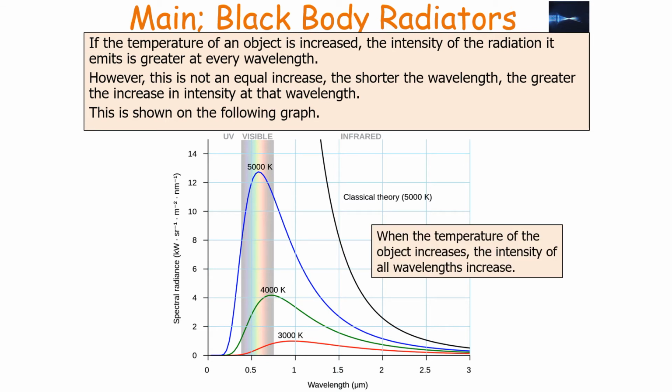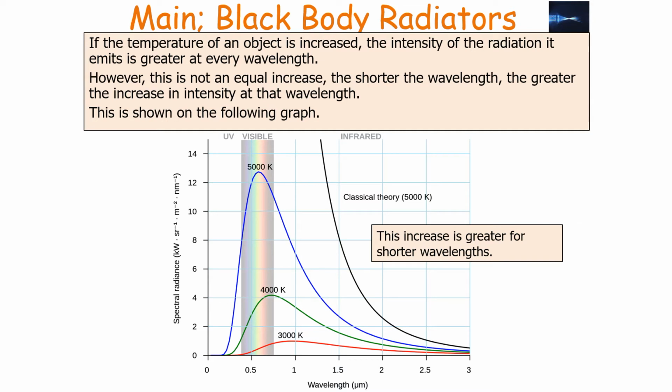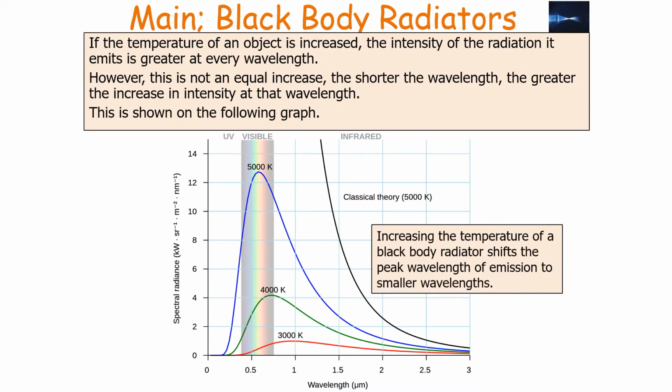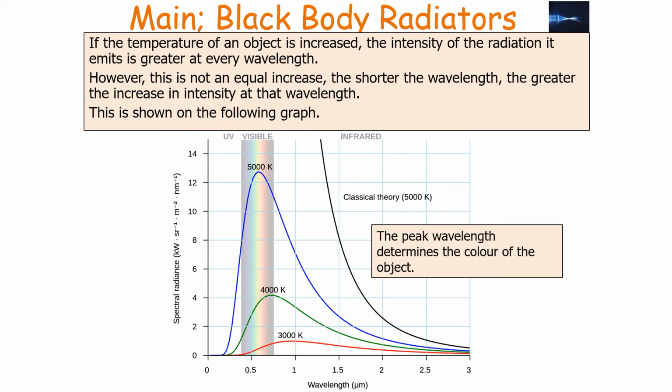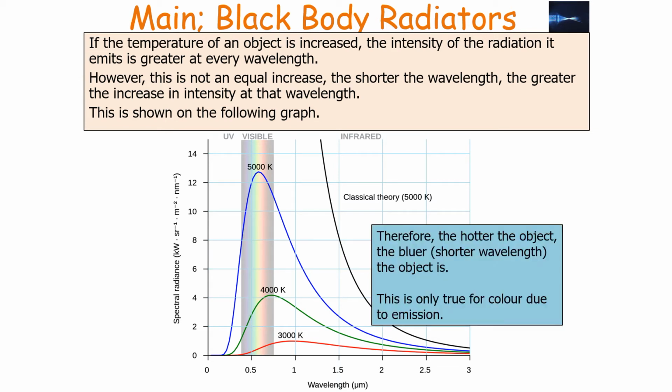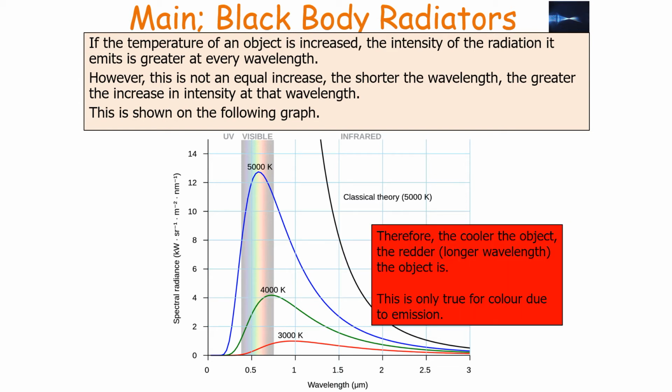So when the temperature of an object increases, the intensity of all wavelengths increases, but this increase is greater for shorter wavelengths. So increasing the temperature of the black body radiator shifts the peak wavelength of emission to the smaller wavelengths. The peak wavelength determines the colour of the object, so therefore the hotter the object, the bluer the object will be. Now this is only true for emission. Again, the cooler the object, the redder the object is.